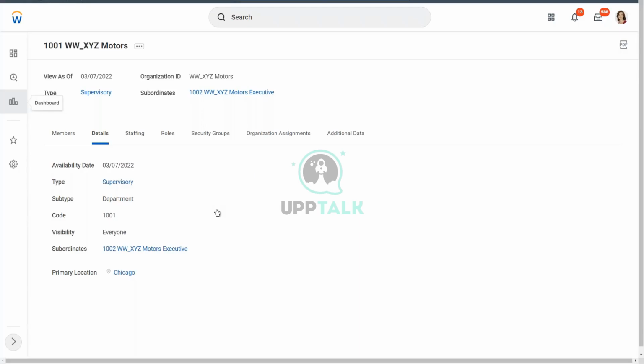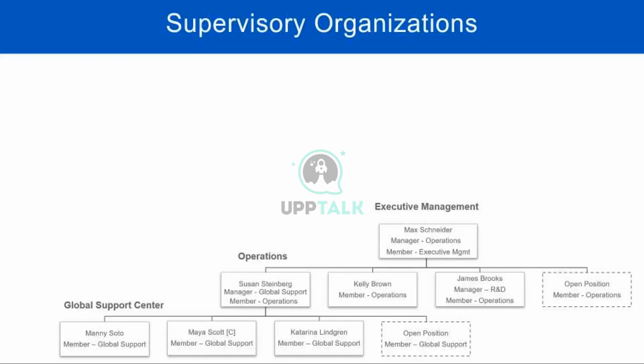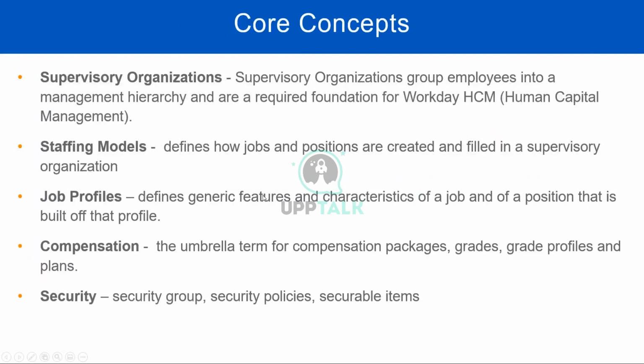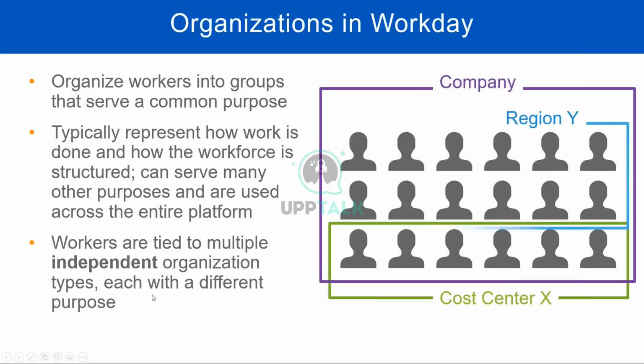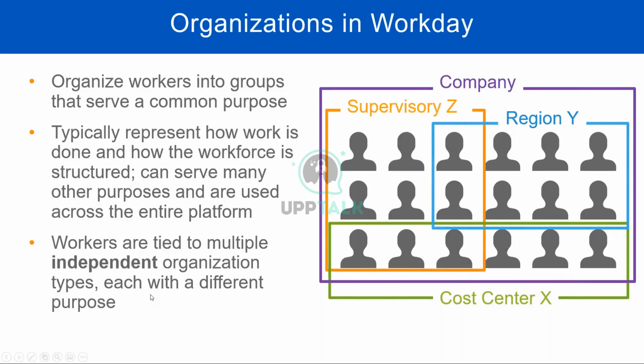I just wanted to understand the hierarchy again. Does business unit come under the supervisory organization? Business unit is a different organization type. It's a custom organization that we will create. A worker may be associated with multiple different organization types. That's what we saw. One worker may be assigned to different organizations, company, and so on. Let's go to this slide. Workers are tied to multiple independent organization types, each with a different purpose.